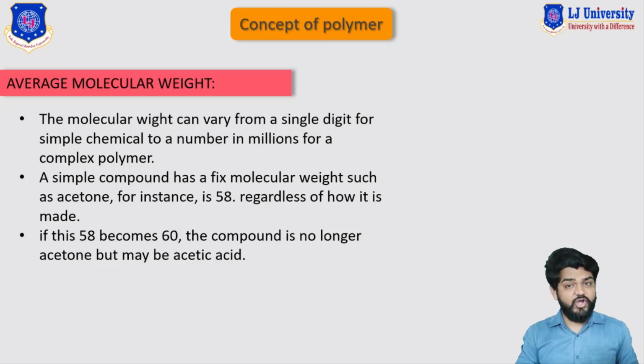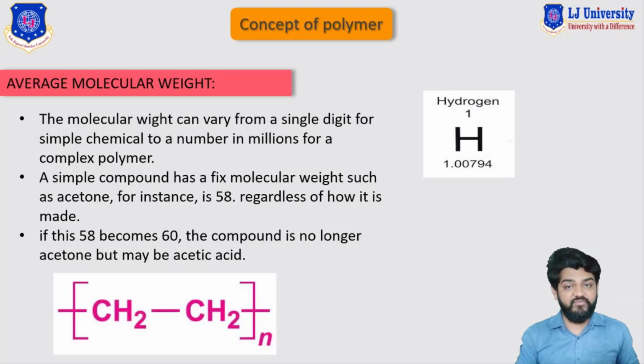As you may recall, a molecular weight can vary from a single digit unit to millions of units, right? A substance such as hydrogen has molecular weight of only 1, while a very complex polymer such as polyethylene has a very large molecular weight. As you can see here on the screen, the molecular weight can vary from a single digit for a simple chemical substance such as hydrogen to a number in the millions for a complex polymer.